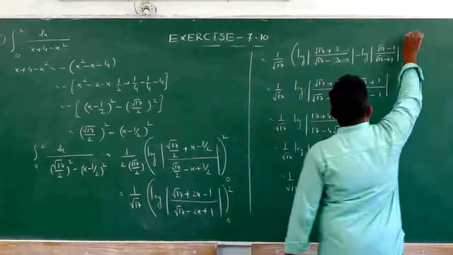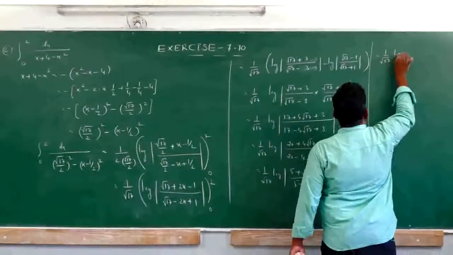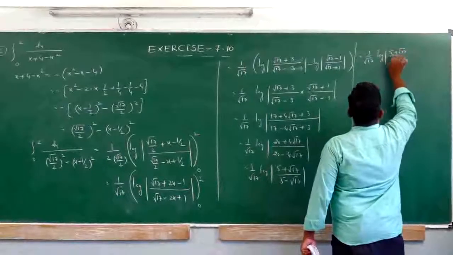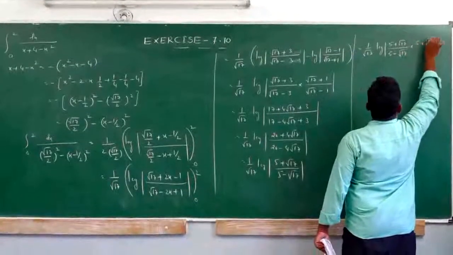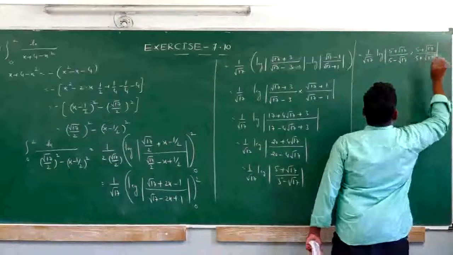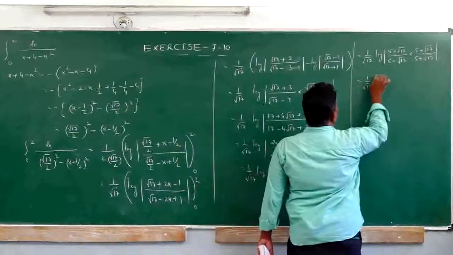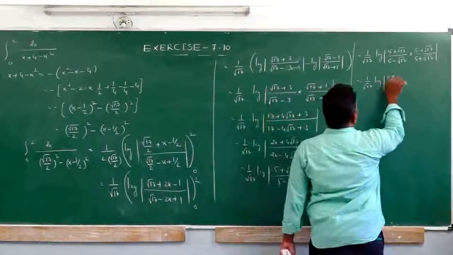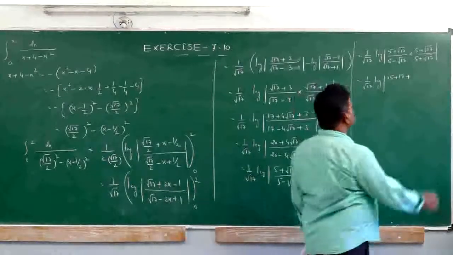Again if you want to apply the rationalization, then that is equal to 1 by root 17 log of 5 plus root 17 by 5 minus root 17, into 5 plus root 17 by 5 plus root 17. So rationalization, that is equal to, from here, 1 by root 17 log of, numerator value multiplying, a plus b whole square formula: 25 plus 17 plus 10 into root 17.